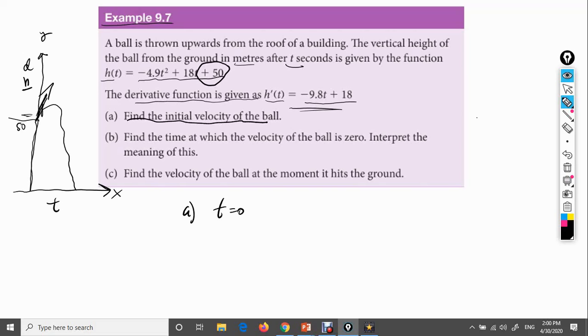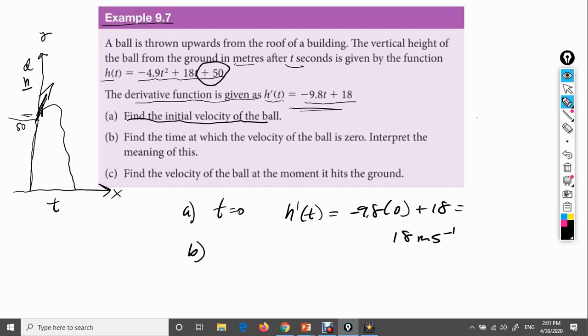So at time equals 0, the velocity, which is the derivative of the height, would be negative 9.8 times 0 plus 18. And this equals 18. So the initial velocity had to be 18 meters, because we're talking about height in meters, and time is in seconds, so meters per second. Then we have part B.